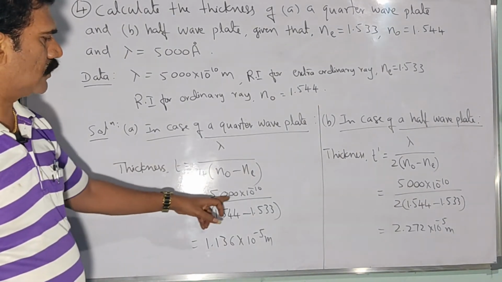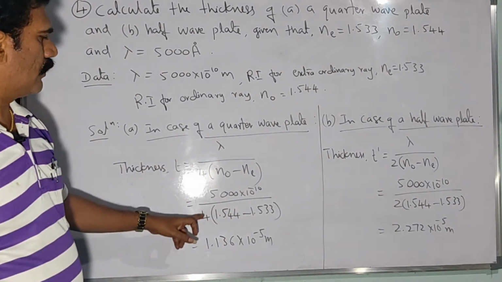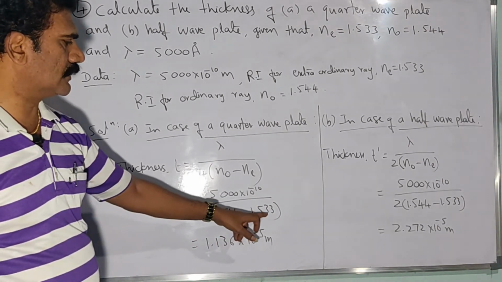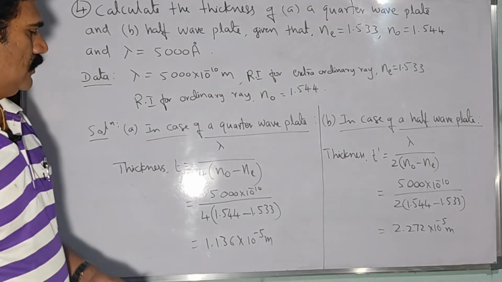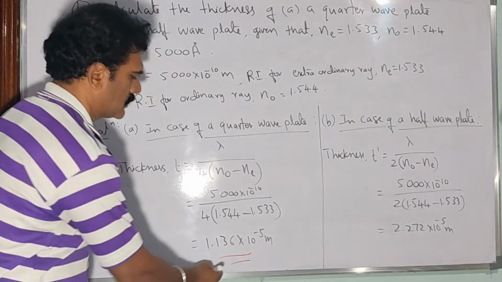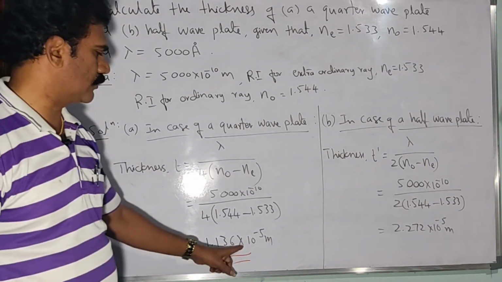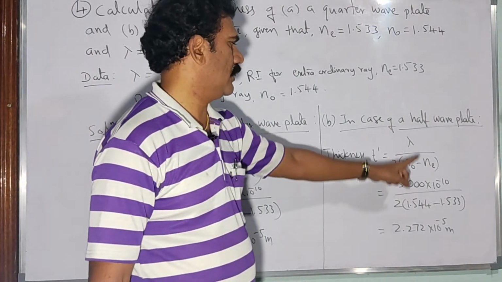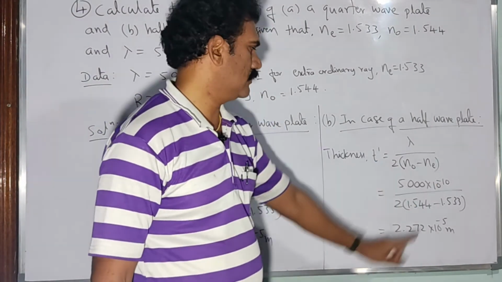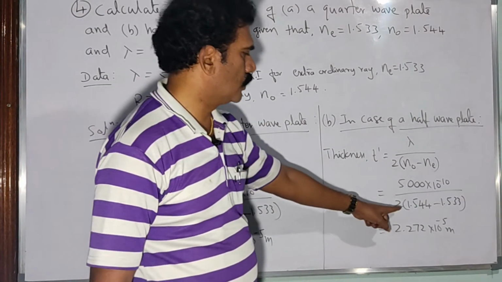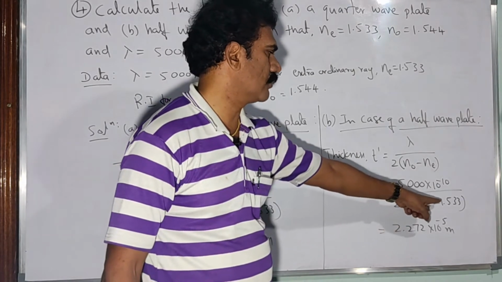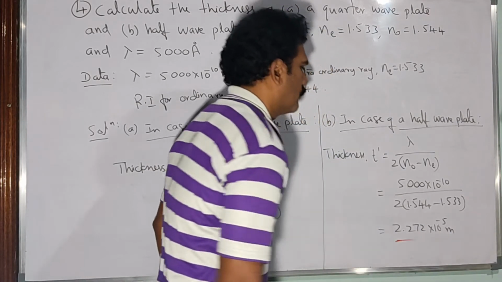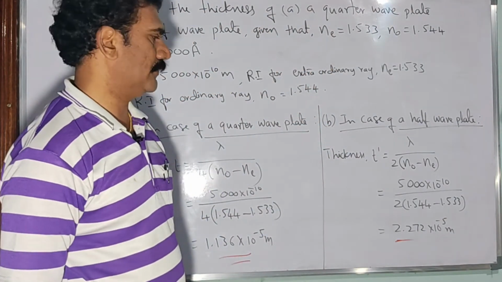Lambda is equal to 5000 into 10 to the power of minus 10, divided by 4 into NO, which is 1.544 minus 1.533. Okay, so check the calculation. I think you will get the answer like 1.136 into 10 to the power of minus 5 meter. And similarly here also, just substitute the value of lambda, that is 5000, into 10 to the power of minus 10, divided by 2 into 1.544 minus 1.533. This calculation will give you the answer 2.272 into 10 to the power of minus 5 meter. Okay.